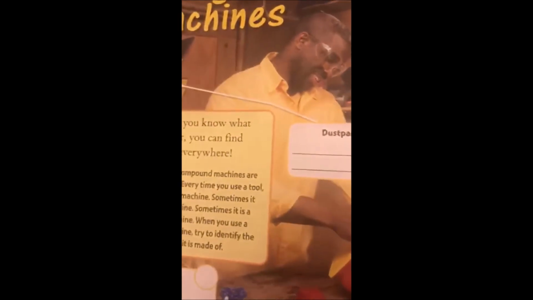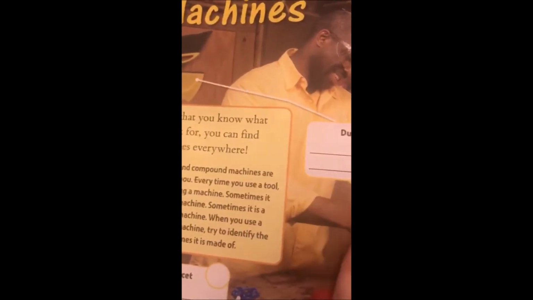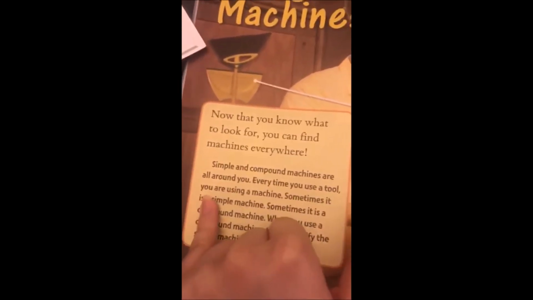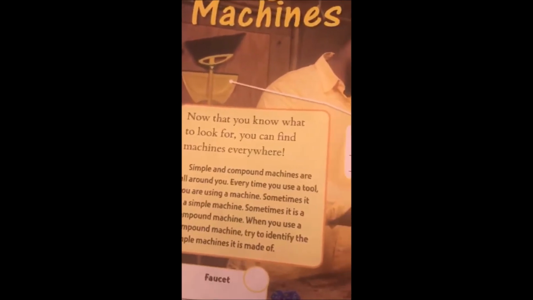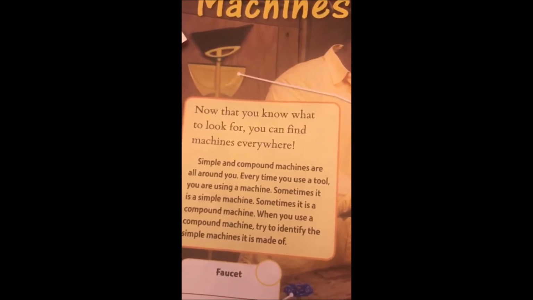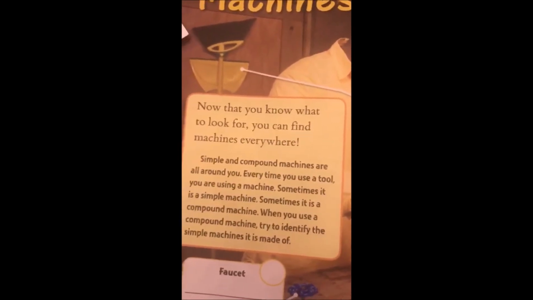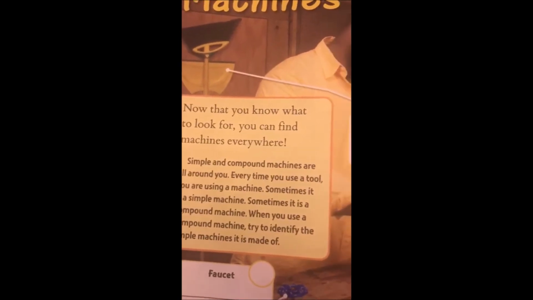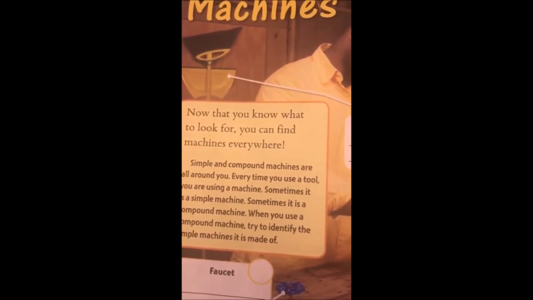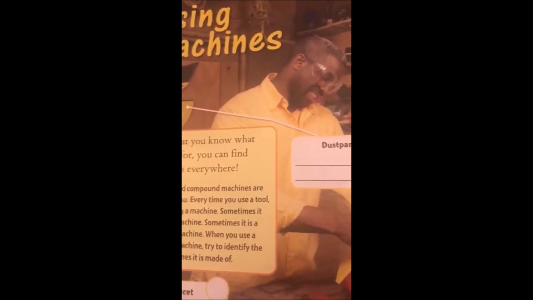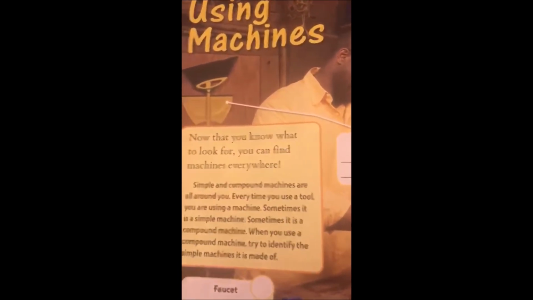they are telling us simple and compound machines are all around you. Every time you use a tool, you are using a machine. So any tool you're using, grade 3, it is a machine. Sometimes it is a simple machine. Sometimes it is a compound machine. So when you use a compound machine, try to identify the simple machines it's made of. What does it mean? It means when you are using a compound machine, just try to think what are the simple machines combined together.